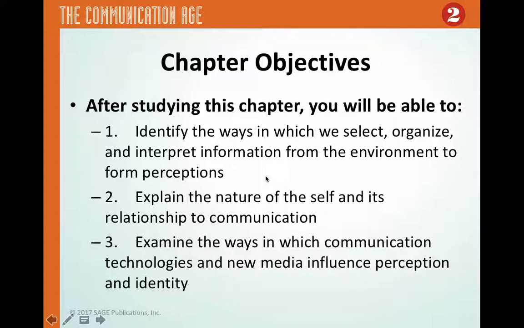And after this chapter is over, these are the main things we're going to go over. You should be able to identify the ways in which we select, organize, and interpret information from the environment to form perceptions. So, how do we actually see things and come to understand things and then process it in our mind? And then, how does this lead to particular perceptions that we develop?